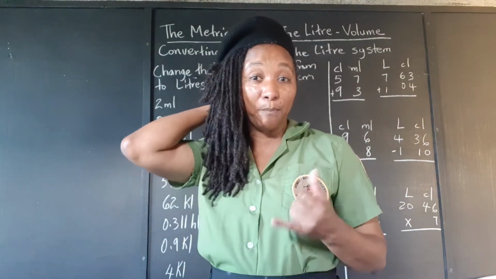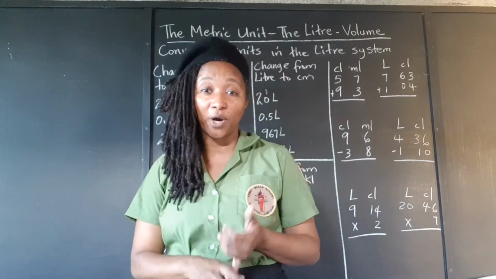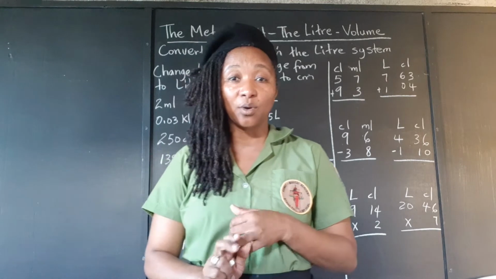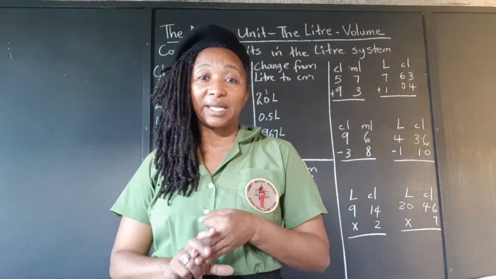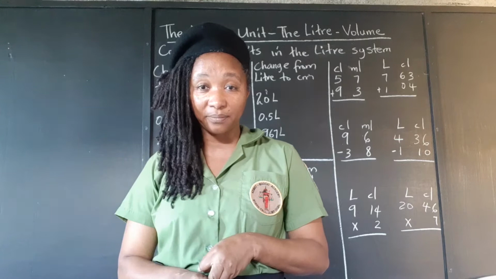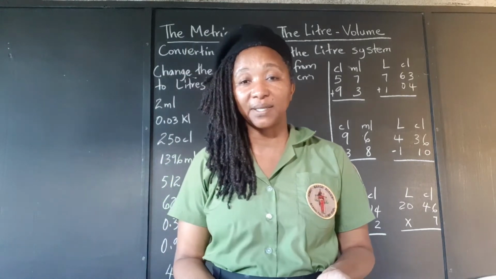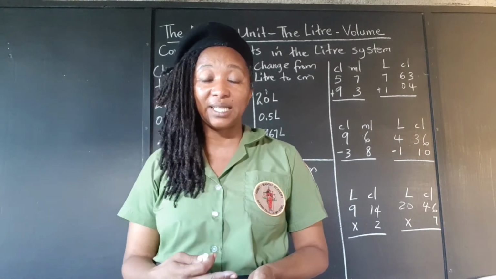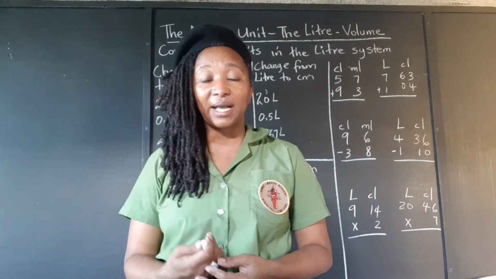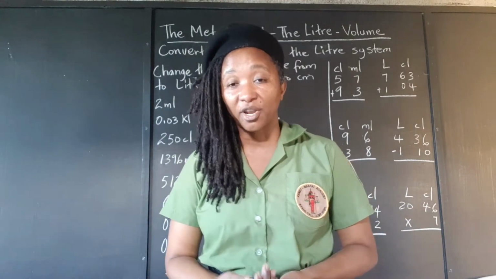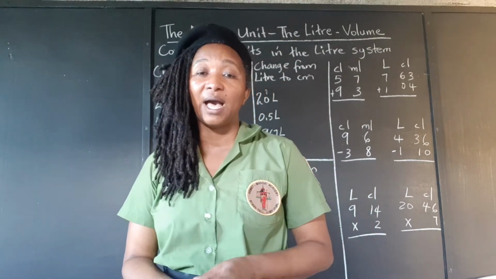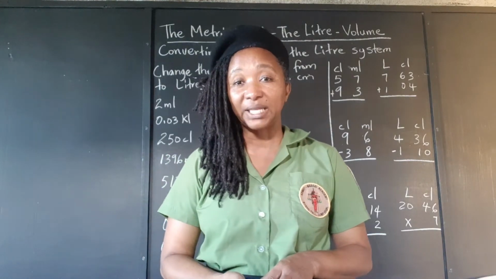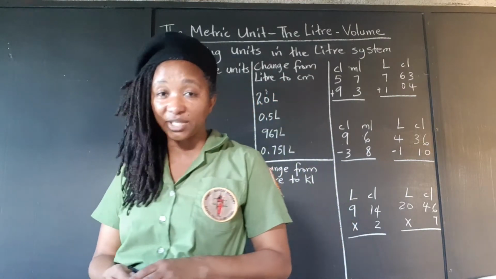So remember, milli means 1,000th. Centi means 100th. Deci means 1/10th. And you know the liter is the basic unit. Deca means 10. So there are 10 liters in a decaliter. Hecto means 100. So there are 100 liters in a hectoliter. And kilo means 1,000. There are 1,000 liters in a kiloliter.